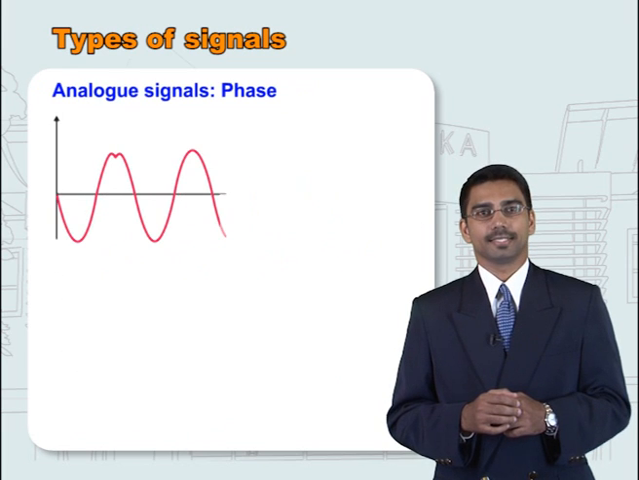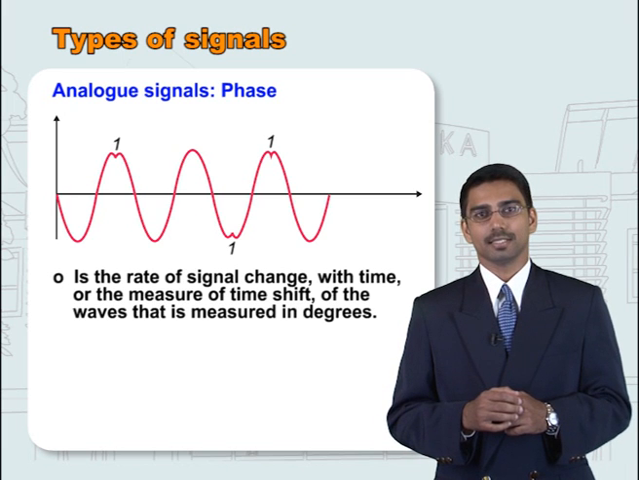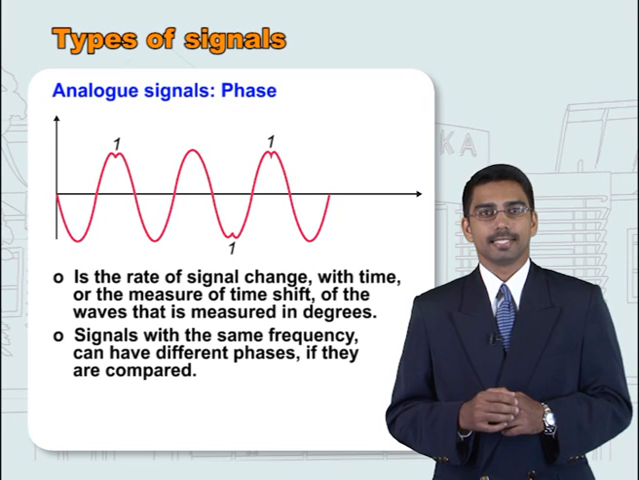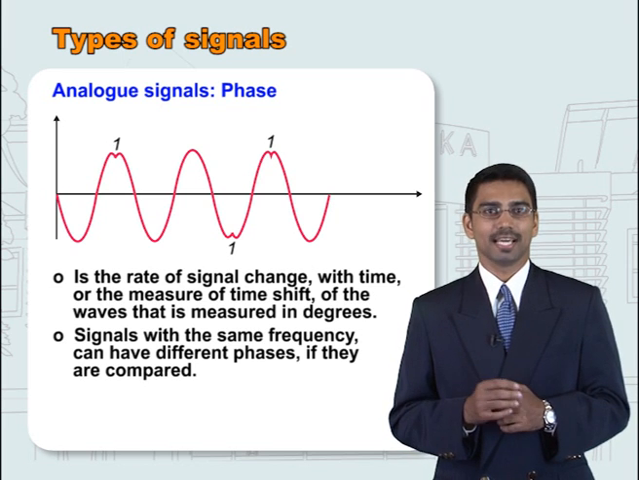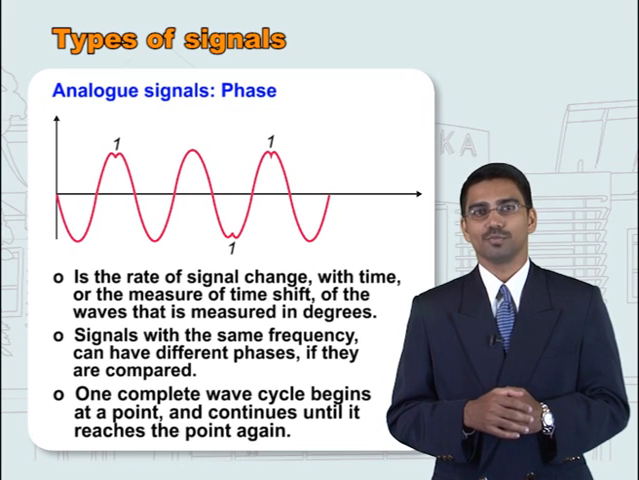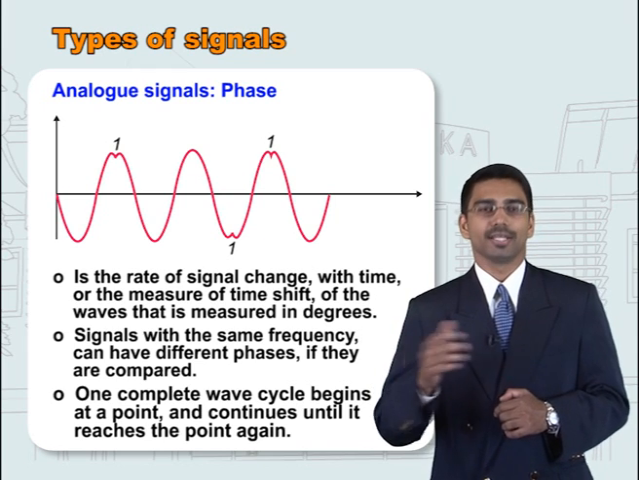The last parameter, the phase. Phase is the rate of signal change with time, or the measure of time shift of the waves that is measured in degrees. Signals with the same frequency can have different phases if they are compared. One complete wave cycle begins at a point and continues until it reaches the point again.